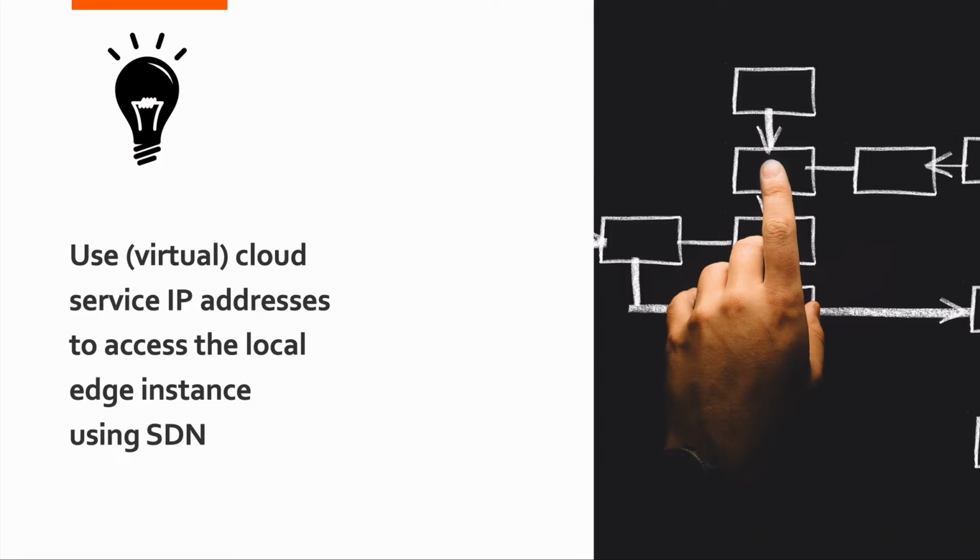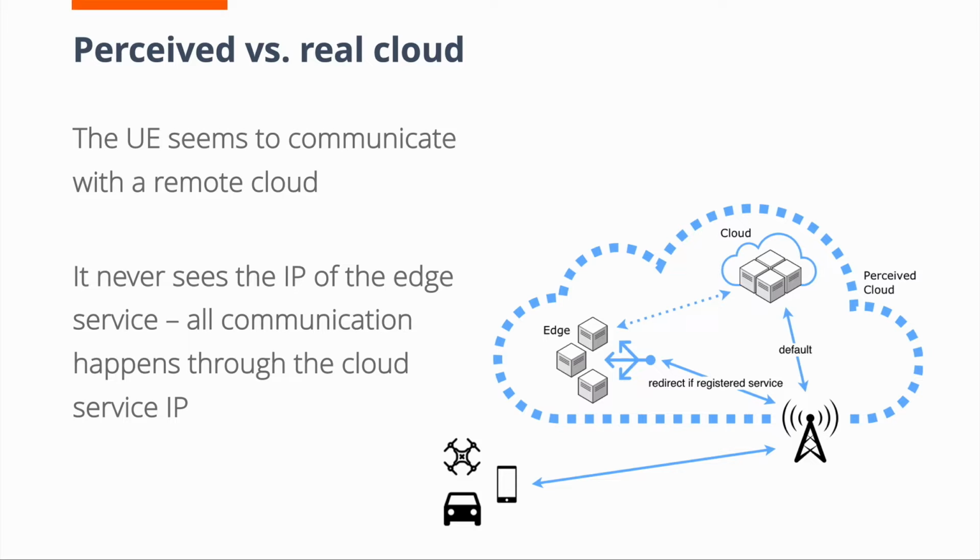Our idea here is to use virtual cloud service IP addresses to access the local edge instance using software-defined networking. We want to access the edge service like a cloud service, so we want to move the intelligence into the network. The user doesn't need to know that there is an edge instance at all. What we would like to have is an extended perceived cloud. So the user accesses the cloud service, but the intelligence in the network decides, well, this is an edge service, and redirects the request to the closest edge. In other words, the user never sees that an edge instance is part of the game here.